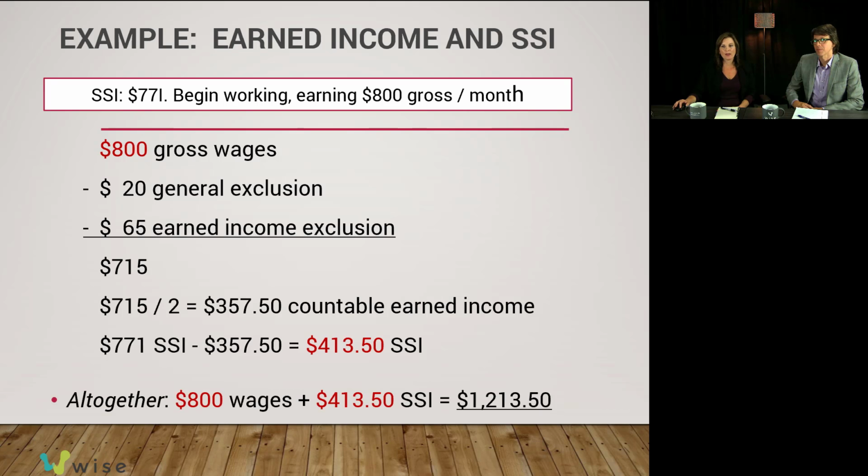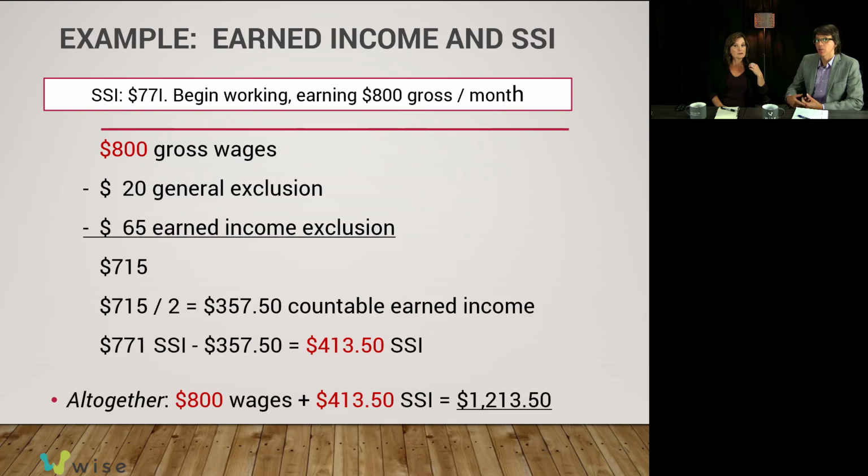And in fact, when I work with individuals and I try to show them the value of work, I again go to this place where I add together how much did they get in gross wages, how much was their adjusted SSI amount, and you can see in this situation the $800 in wages plus the $413.50 in adjusted SSI means that the individual has a gross amount of $1,213.50. Yeah, I think that's pretty powerful.